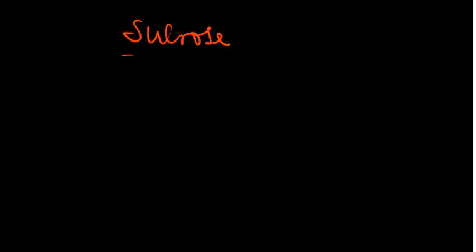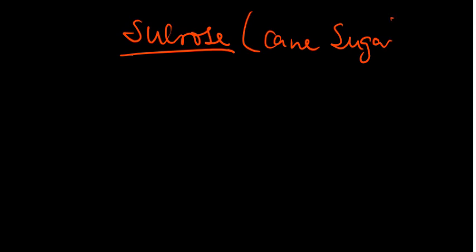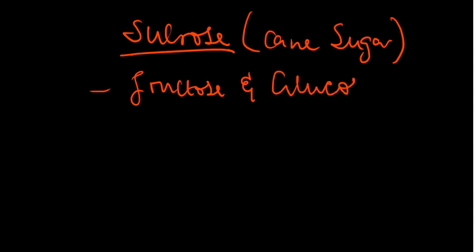Okay, so when you look at sucrose, sucrose is referred to as cane sugar or sugar cane. Okay, so this sugar cane, it has two monomers. One is called fructose, the other one is called glucose. Okay, together they make a disaccharide that we call sucrose.